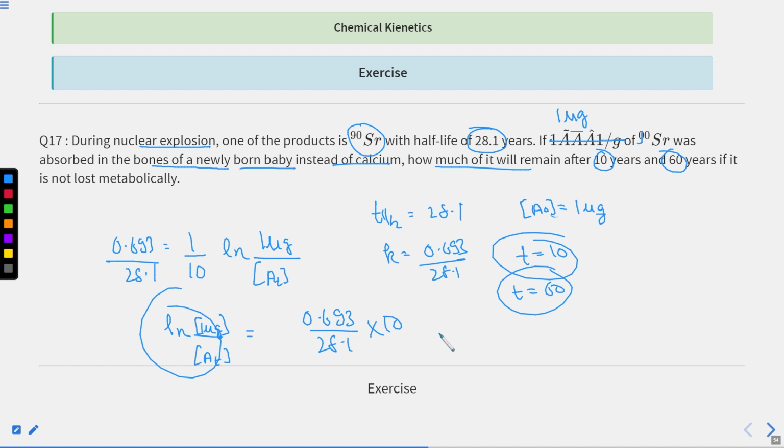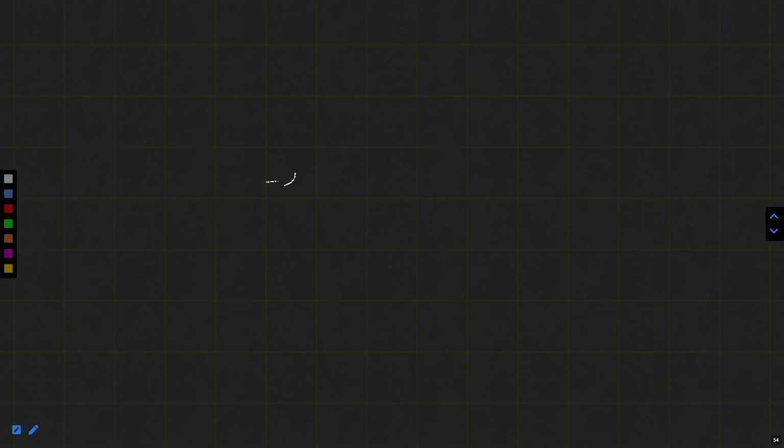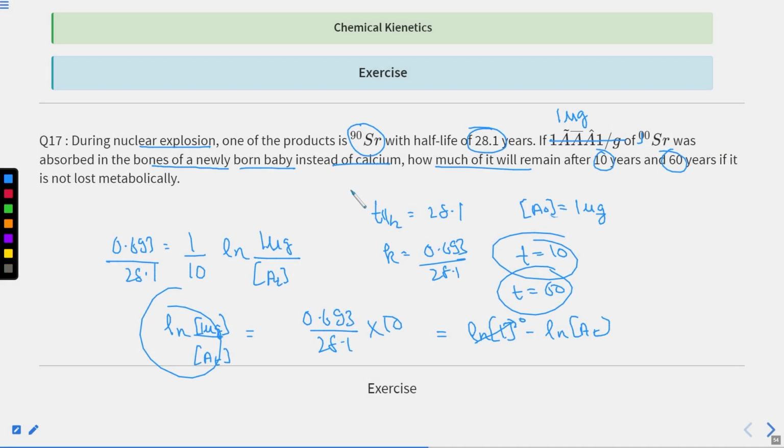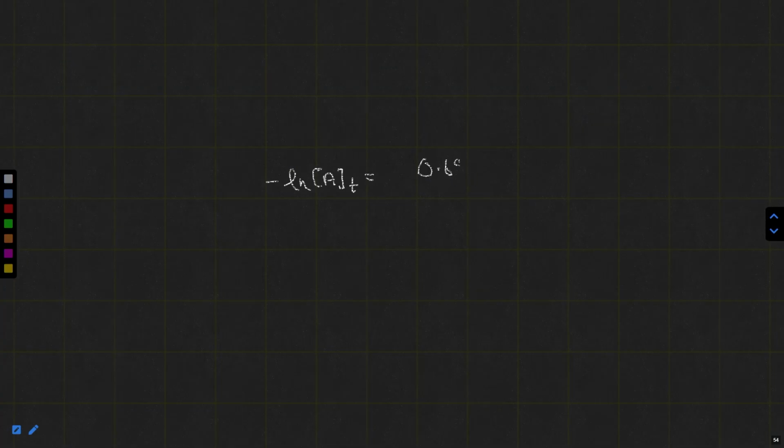Now ln A by B can be written as ln A minus ln B. Therefore ln 1 mu gram, or I am writing it 1 only. So ln 1 minus ln 80. Now ln 1 has a value of 0. So that would give us minus ln 80 is equals to 0.693 by 28.1 into 10, or 80 is equals to e to the power minus.